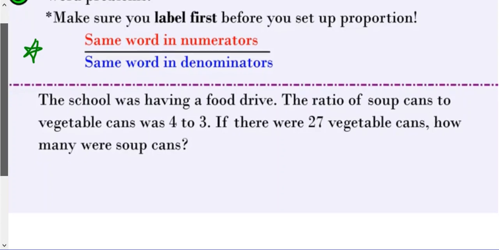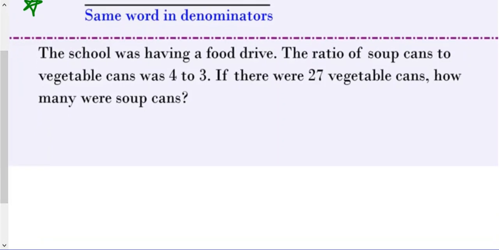Alright, taking a look here, we have a word problem that says the school was having a food drive. The ratio of soup cans to vegetable cans was 4 to 3. If there were 27 vegetable cans, how many were soup cans?